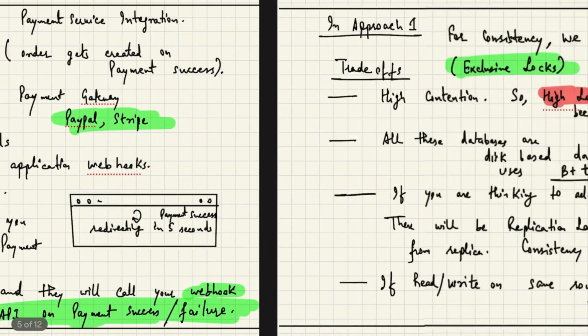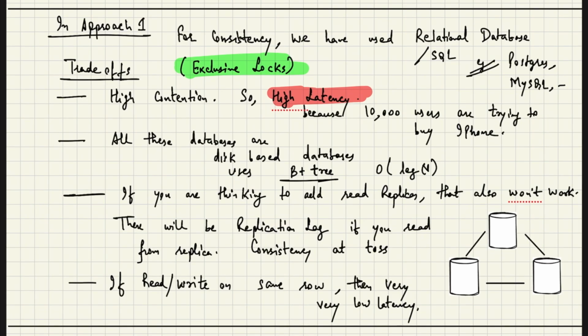Now let's move further. In approach 1, for consistency, we used a relational or SQL database, for example Postgres or MySQL, and we used exclusive locks. There are two types of locks: exclusive locks and shared locks. But for high consistency, we only need exclusive locks. Exclusive lock means that the row is locked by a single transaction, and no other transaction would be able to read or write that particular row.